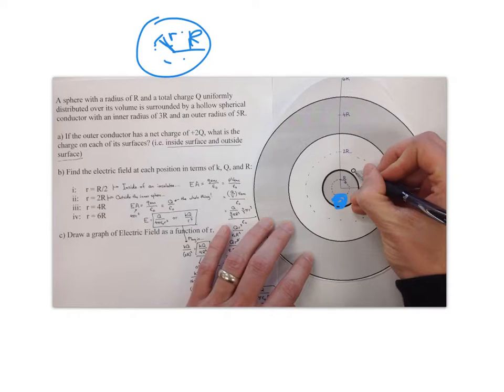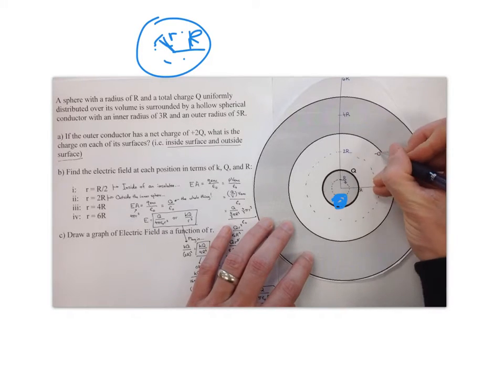Now, part 3, when we get to 4r, as you can see, 4r right there is a distance which is inside of this whole object. So what I'm going to write down is the electric field is 0.